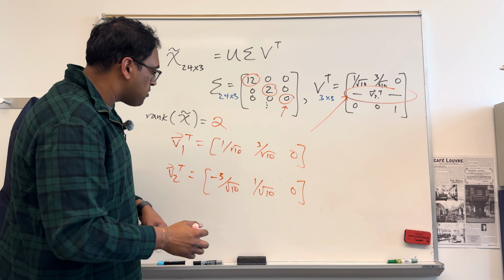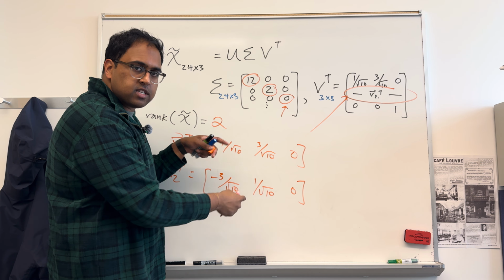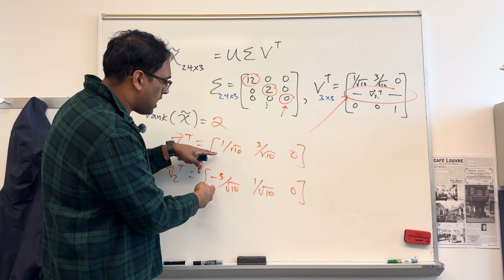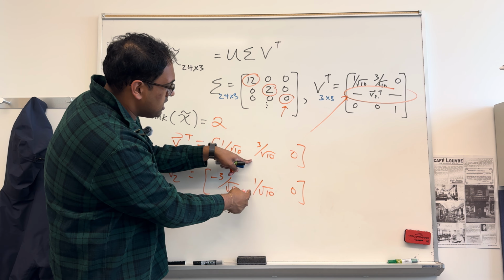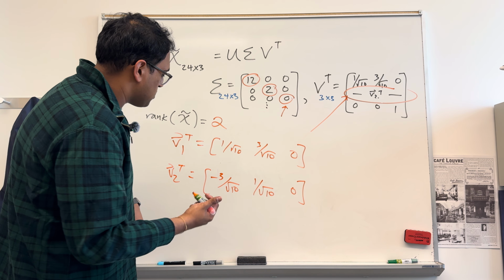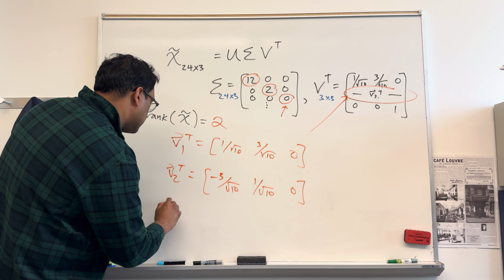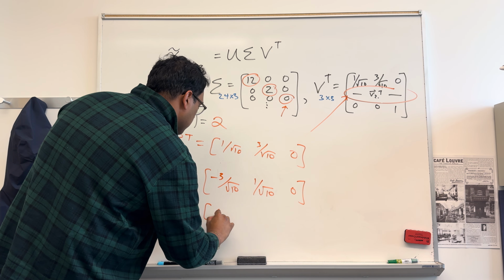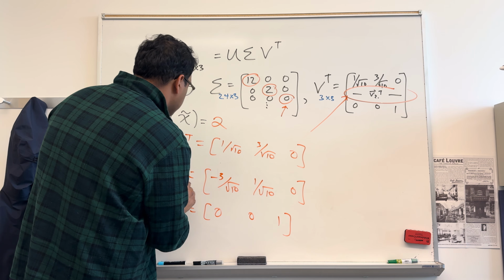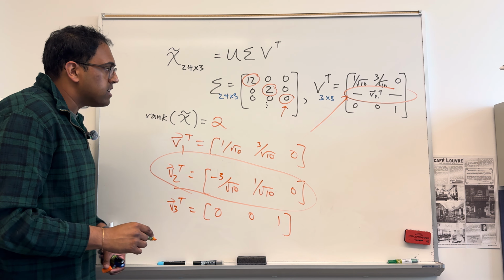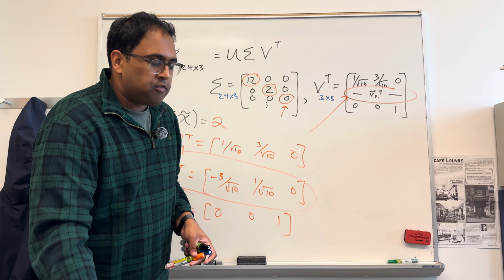Is that orthogonal to the first row? Yeah, it just swaps the elements and makes one of them negative. So if we dot these, we'll get negative 3 over 10 plus 3 over 10, which is 0. So those would be orthogonal. And of course, this would be orthogonal to 0, 0, 1 as well. So this is one answer for the second row of V transpose.